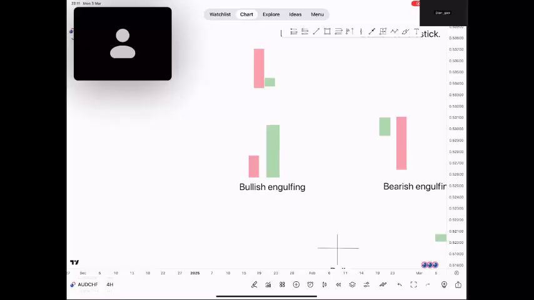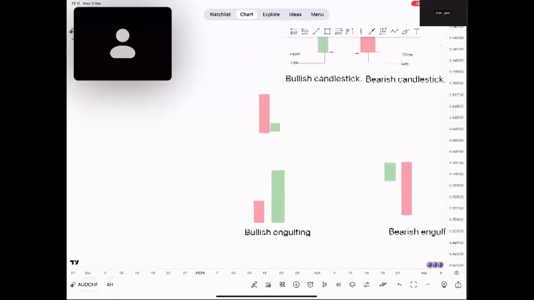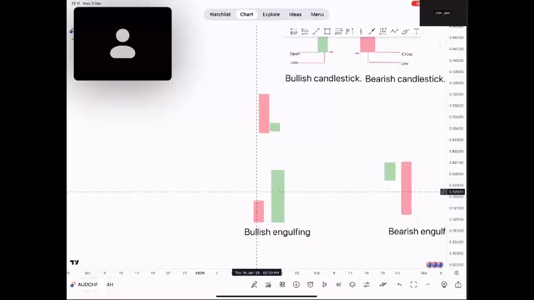And then someone asked, for the engulfing candlestick, does it include the wicks or just the body? So not all candlesticks have wicks, but some of them do. Whether or not it has a wick, so long as this one is bigger than this one, it is an engulfing.